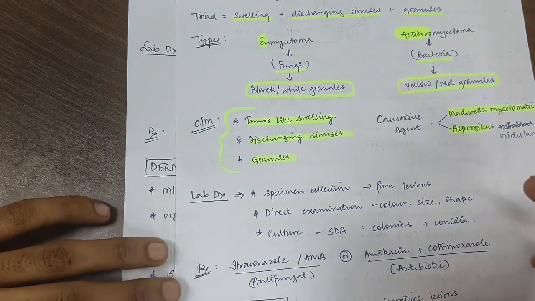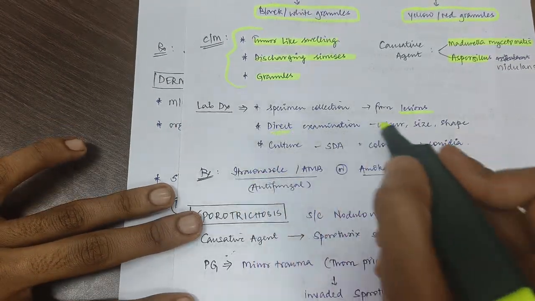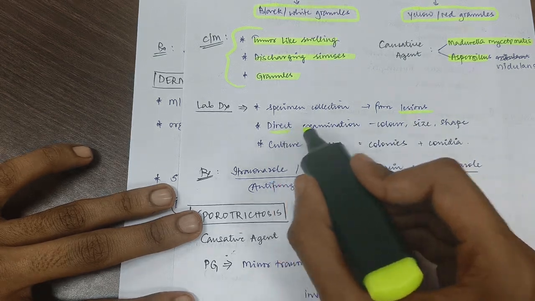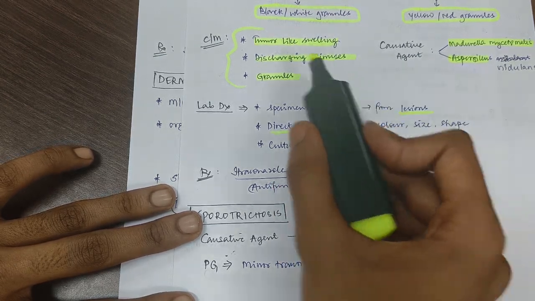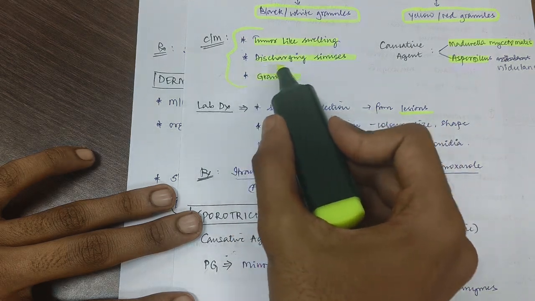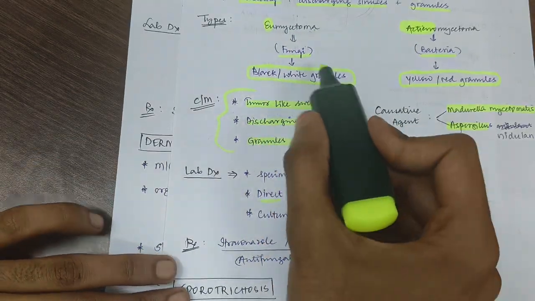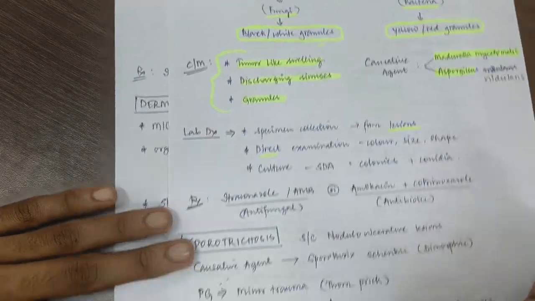Okay, and specimen collection is from lesions. That is how we are going to diagnose. And direct examination, not immunography, sorry. Direct examination, you are going to see the color, size, shape. It is a clinical diagnosis, right? You are going to see the swelling, the discharging sinuses, and the granules, which color they are. If they are black and white, it is fungi. If it is red or yellow, it is bacteria again.